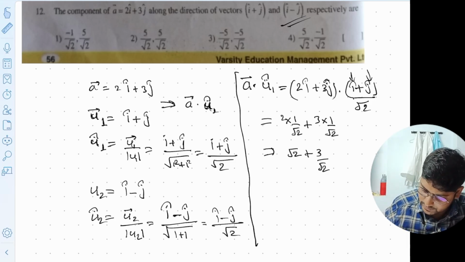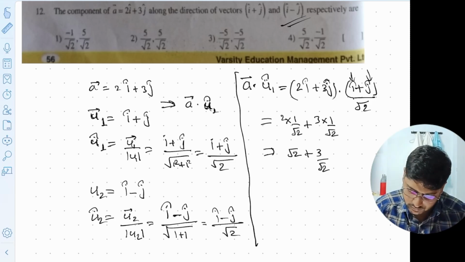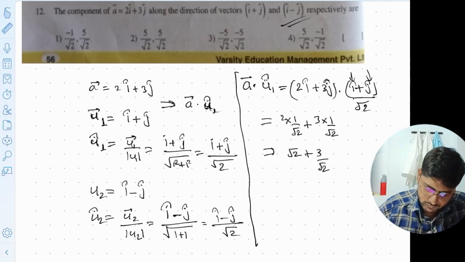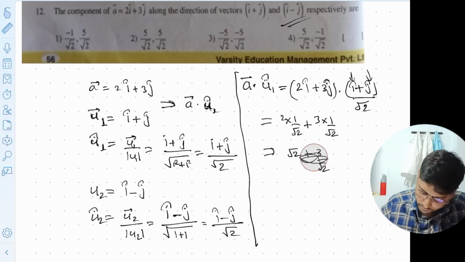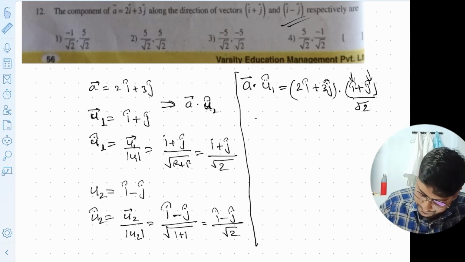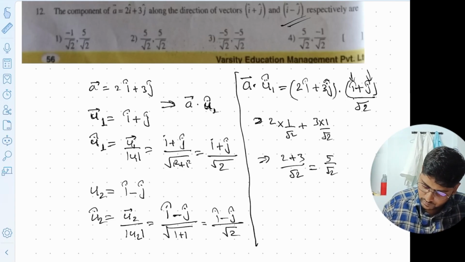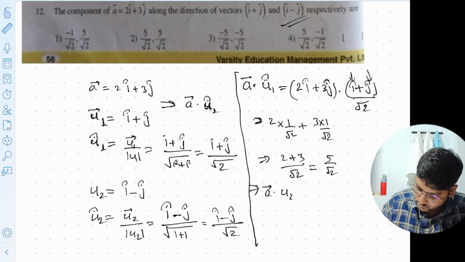Same way we can write it as... so now multiply i cap into i cap 2 into 1 by root 2 plus 3 into 1 by root 2. Okay, so it will become 2 plus 3 by root 2 equals 5 by root 2. 5 by root 2. Now do for the a vector dot u2 cap.